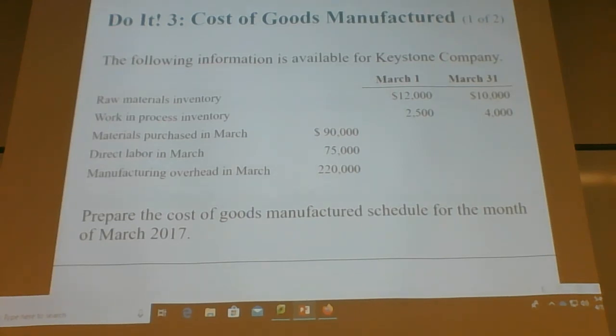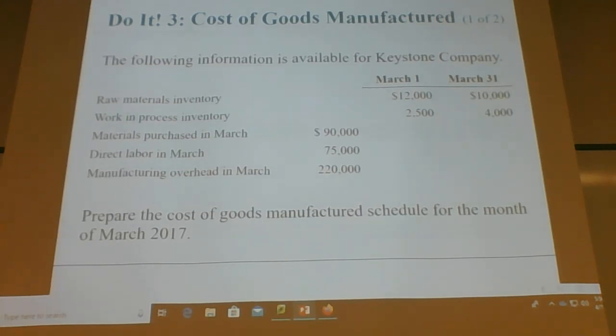All right. It says, do it. Cost of goods manufactured. Following information is available for Keystone Company. All right. So we're going to look at an actual completed cost of goods manufactured here in a moment, but I want you to highlight this slide either in your mind or write it down, whatever, because this slide, number 29, is a very, very, very good slide.